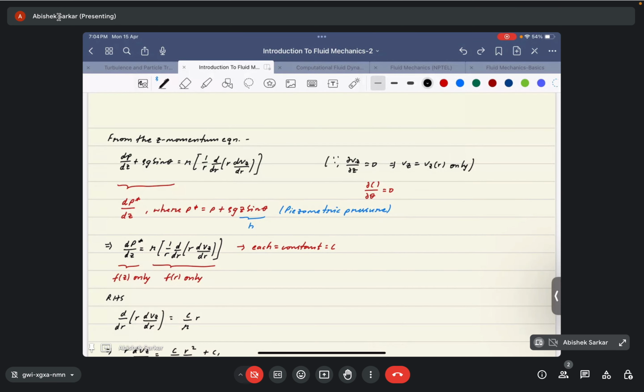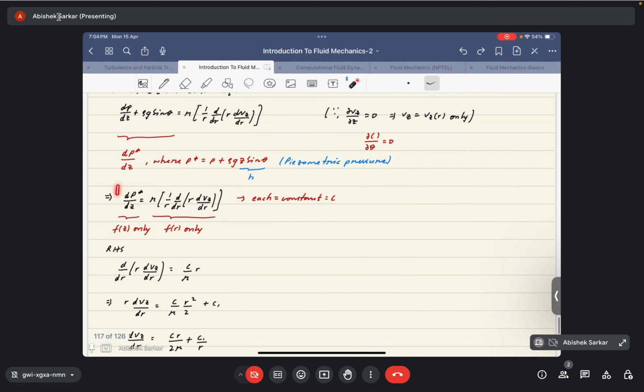Piezometric pressure, considering the pressure variation because of the height difference, or the hydrostatic pressure difference as well. So if we write p star is equal to p plus rho g z sin theta, we can club these two terms together into a single term to write dp star by dz is equal to mu 1 by r d by dr r dvz by dr. And this is the final governing equation that we are going to solve.